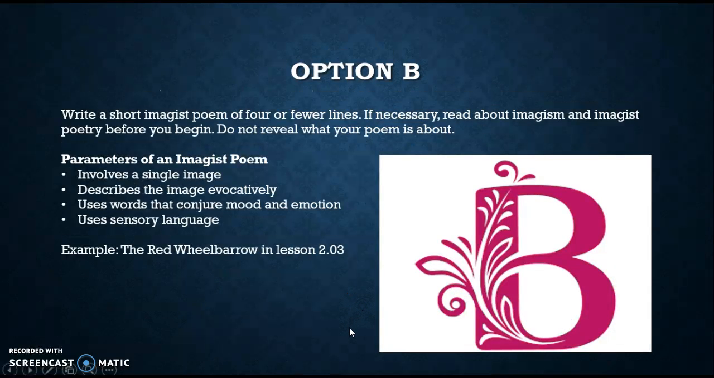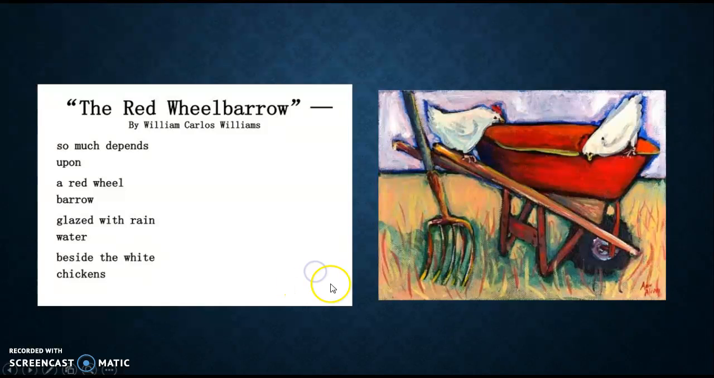Option B, you're going to write a short Imagist poem of 4 or fewer lines. If necessary, read about Imagist poetry before you begin. Do not reveal what your poem is about. It involves a single image, describes the image, and uses words to conjure mood and emotion, and sensory language. There's an example of this: The Red Wheelbarrow in lesson 2.3. Here's the poem: So much depends upon the red wheelbarrow, glazed with rainwater beside the white chickens.